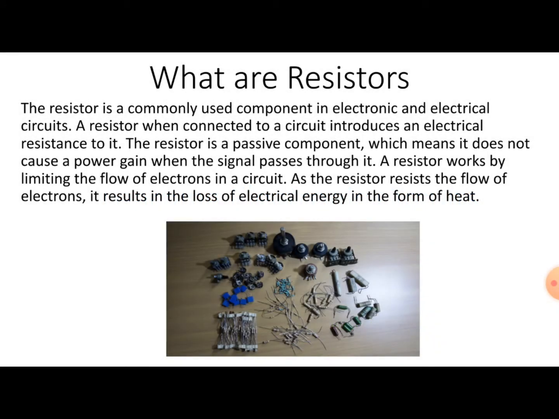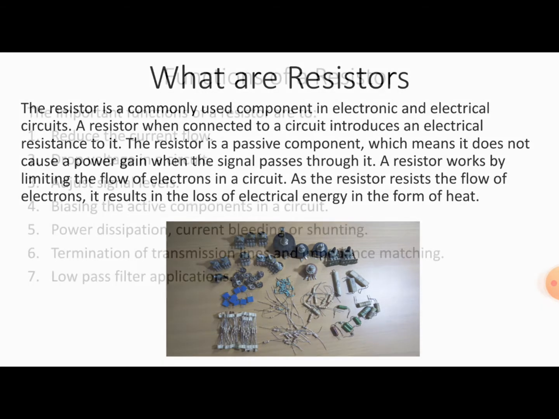What are resistors? The resistor is a commonly used component in electronic and electrical circuits. A resistor, when connected to a circuit, introduces an electrical resistance to it. The resistor is a passive component, which means it does not cause a power gain when the signal passes through it. A resistor works by limiting the flow of electrons in a circuit. As the resistor resists the flow of electrons, it results in the loss of electrical energy in the form of heat.